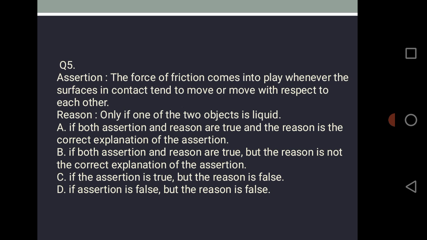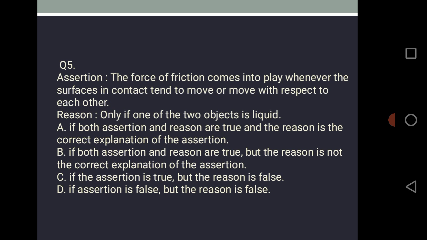Now, our question number 5 will be assertion. The force of friction comes into play whenever the surface in contact tend to move or move with respect to each other. Reason: if one of the two objects is liquid.